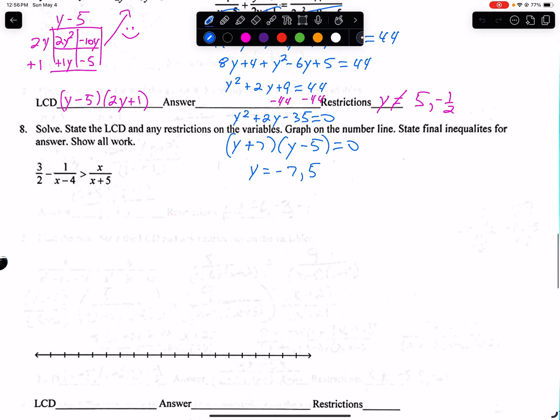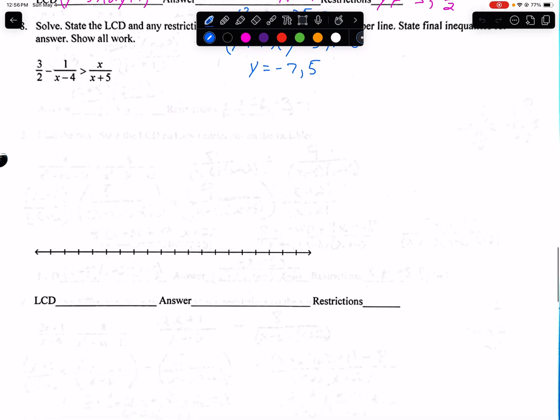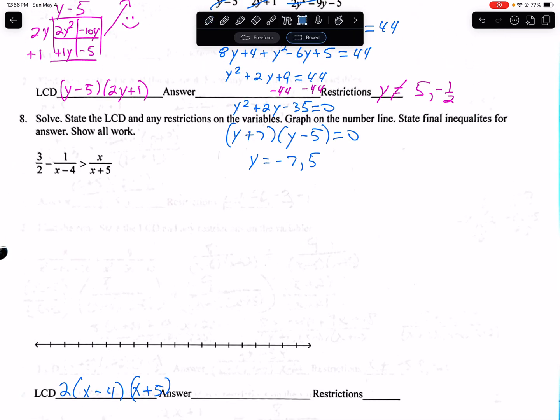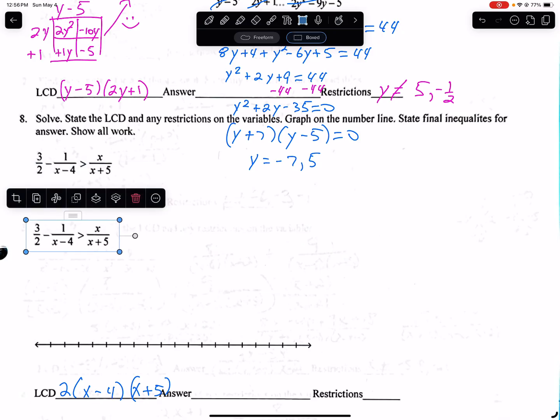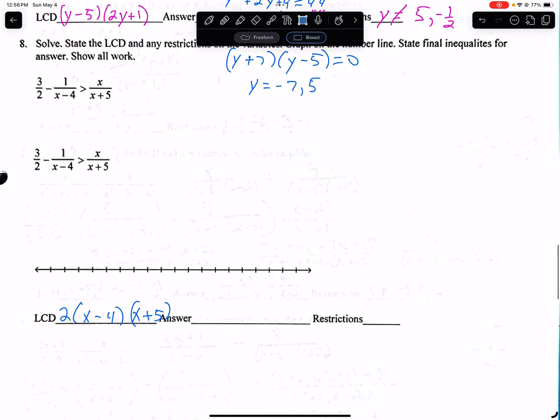Now, first thing you do is LCD. So what is every part of the denominator? We have 2, then x minus 4, and x plus 5. And then the restrictions would be x can't equal 4, x can't equal negative 5. First thing I'm gonna do is switch this minus to a plus and make the 1 a negative. And then I'm gonna multiply every numerator by the LCD.